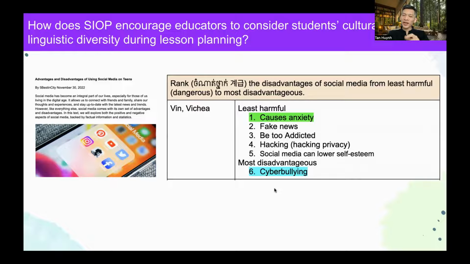Okay? So this is, again, feature 5, using L1 or multiple languages. And number 6 for SIOP is about having opportunities for students to practice applying the content and language at the same time, because they're learning the word disadvantage, and they're learning the words least harmful, most disadvantageous, and they're learning all these other content words as well.